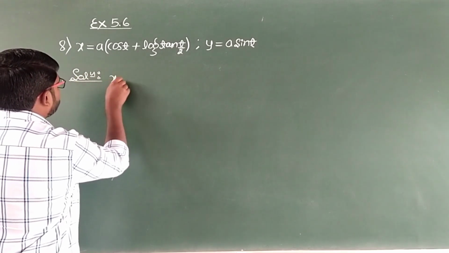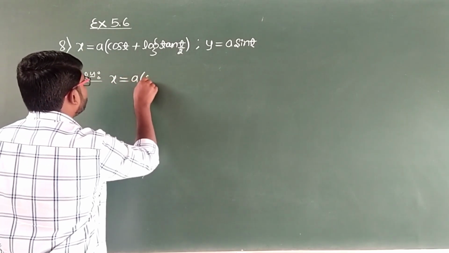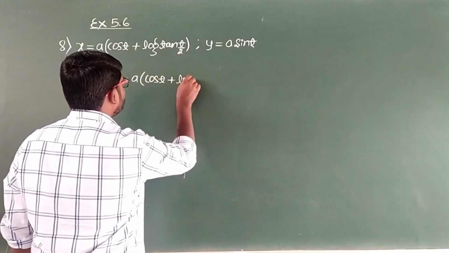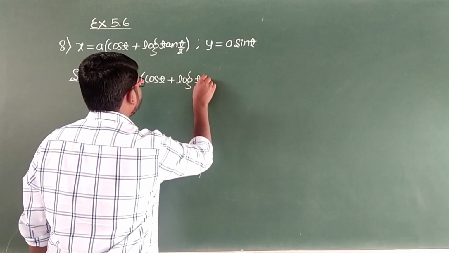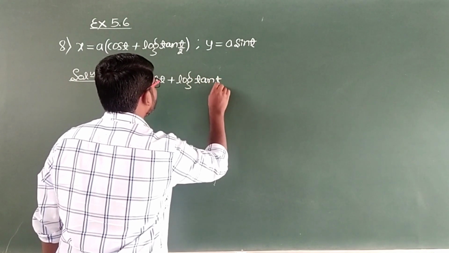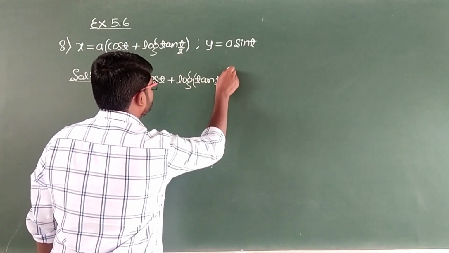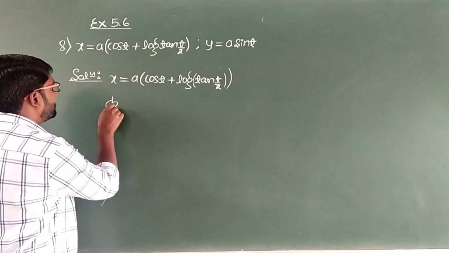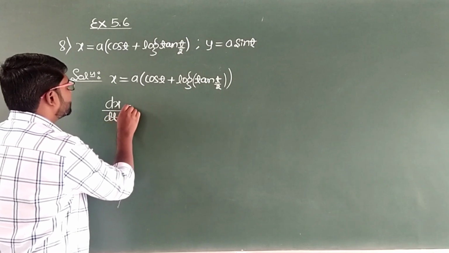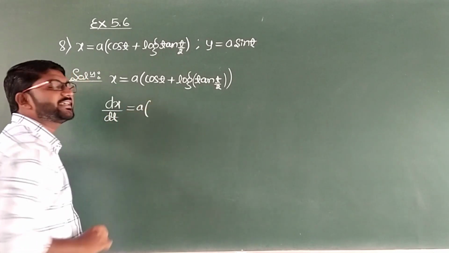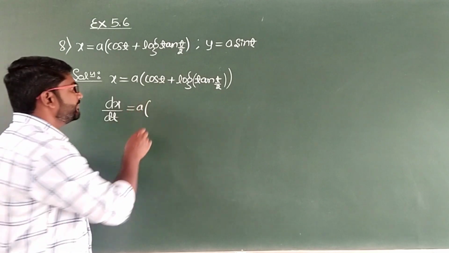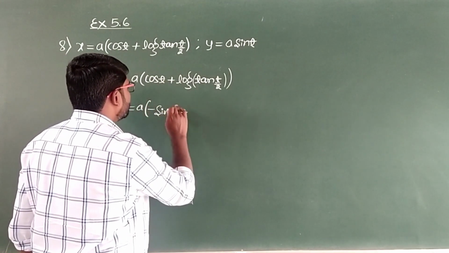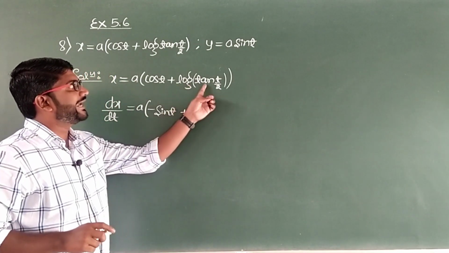So here I will take x which is equals to a into the bracket cos t plus log tan t by 2. Now differentiate both the sides with respect to t. We get dx by dt, this is equals to a, a is a constant, I will be writing it as it is. Derivative of cos t will be minus sin t plus now derivative of log tan t by 2.